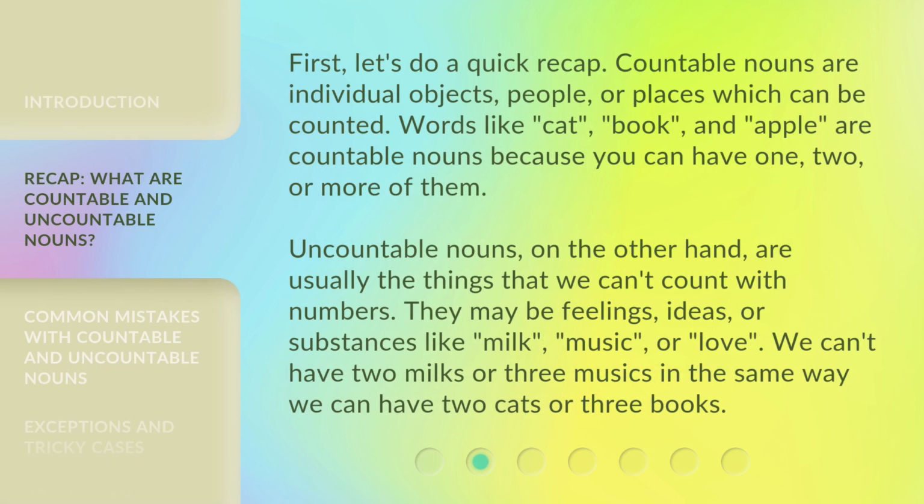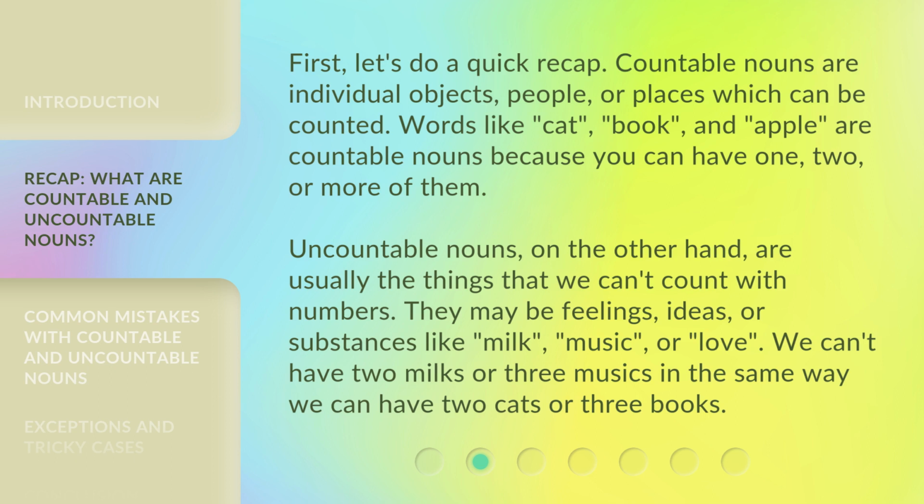First, let's do a quick recap. Countable nouns are individual objects, people, or places which can be counted. Words like cat, book, and apple are countable nouns because you can have one, two, or more of them.